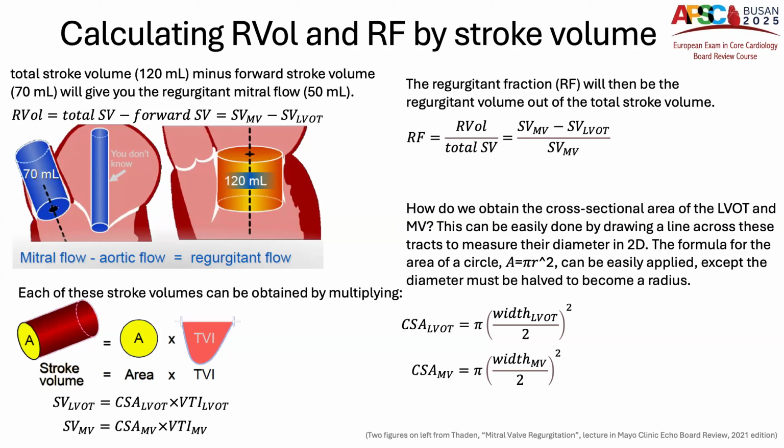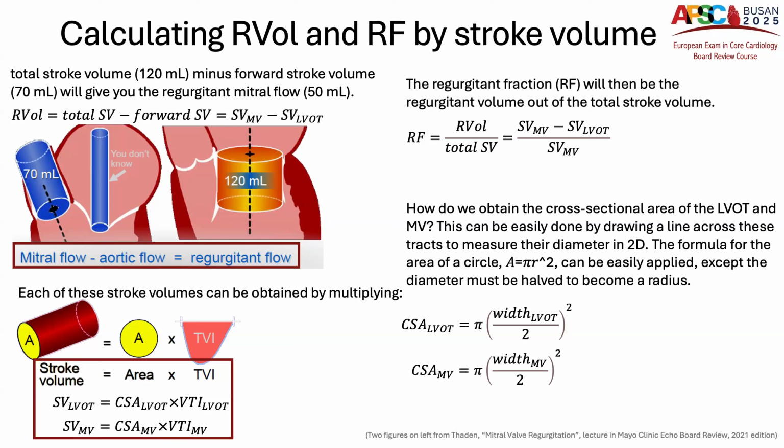Although PISA is great, PISA is not accurate if the jet is eccentric, or if there are multiple jets, or if the isovelocity surface area is not a hemisphere. An alternative method is to determine the regurgitant volume by the concept of volume displacement. Regurgitant volume backward across the mitral valve, R-vol, is just the LV stroke volume that makes it forward across the mitral valve minus the stroke volume that makes it forward through the LV's outflow tract, SV LVOT.